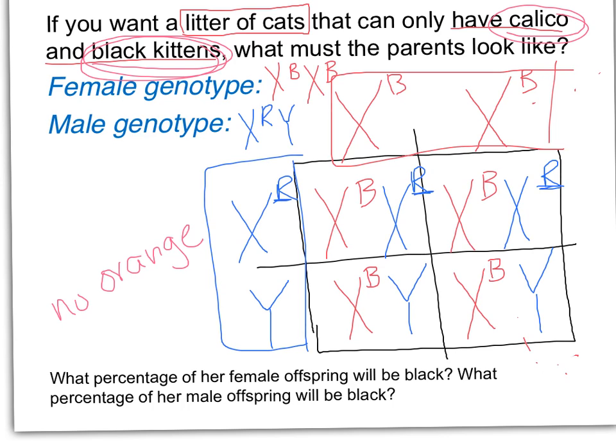Let's look at our questions. I guess I'm jumping the gun here. What percentage of her female offspring will be black? The question is female, so I'm going to look up here and just look at females. I'm not going to look at anything else.